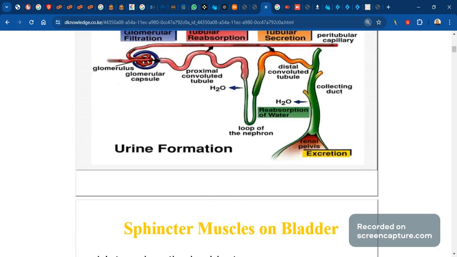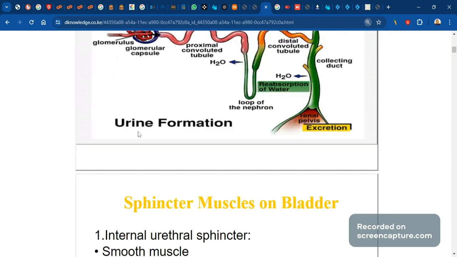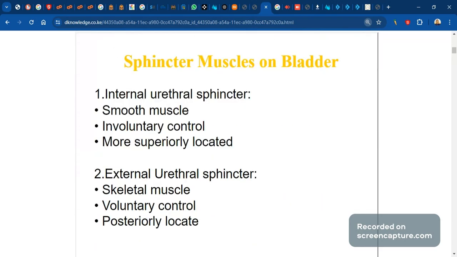Now, because you know that the renal system has the bladder, the ureter, the kidneys, and the urethra, on the bladder there are muscles which control how you pee, how you urinate. So, the sphincter muscles on the bladder. The internal urethral sphincter is a smooth muscle under involuntary control, and it is the more superiorly located. It is purely a smooth muscle, and it controls the involuntary passing of urine. That is the involuntary opening and closing of the bladder. Involuntary means unconsciously, without your consciousness.